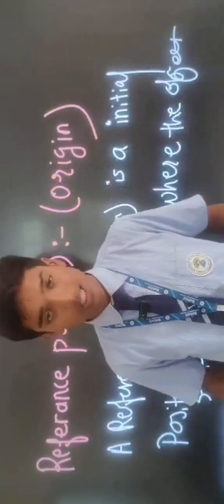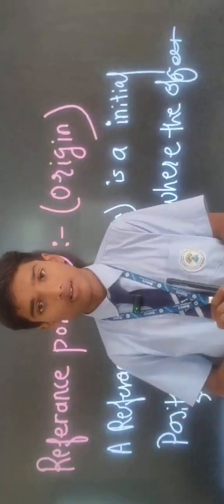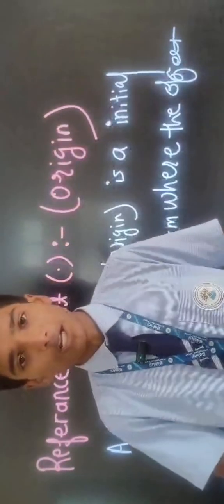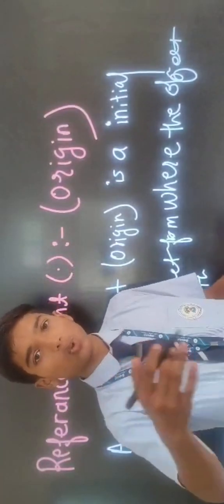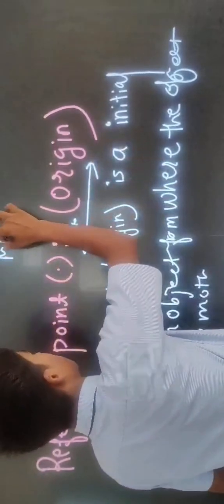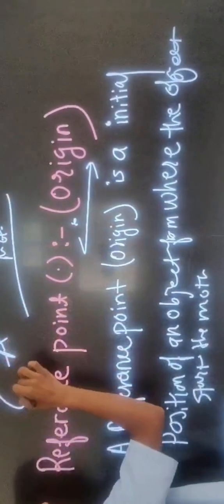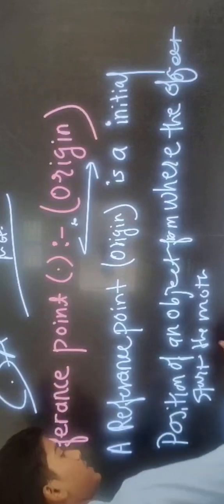Now I am at rest. This is my initial position and now I am moving. So this is my final position. Am I right? So that is the initial position, this is the final position. That initial position from where I start the motion, that is the reference point. This is the main thing in this. You are clear? So now next we will move towards the next topic.